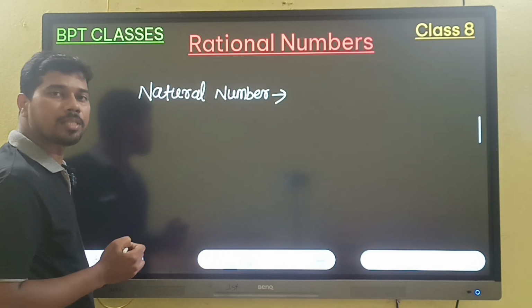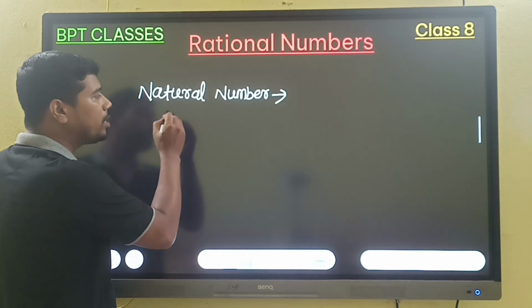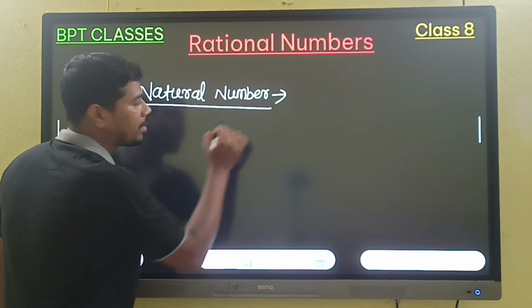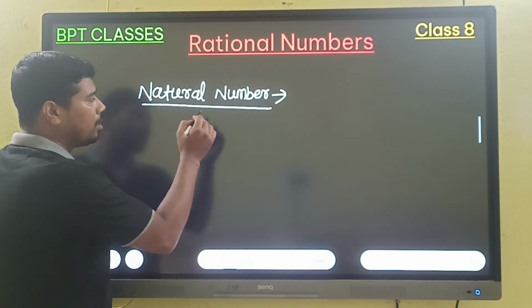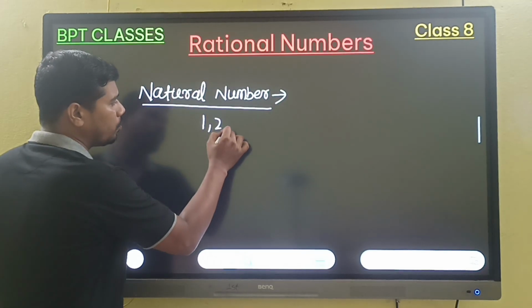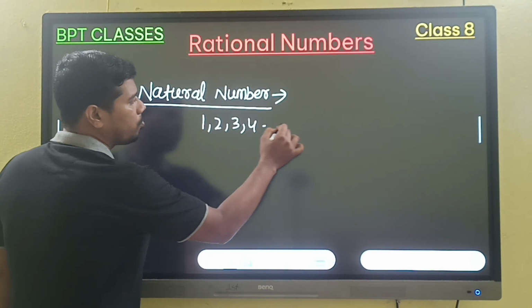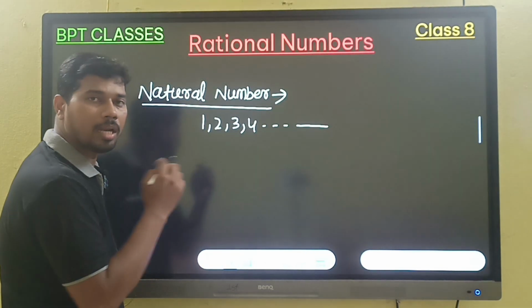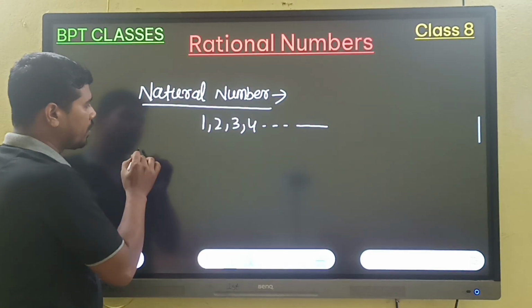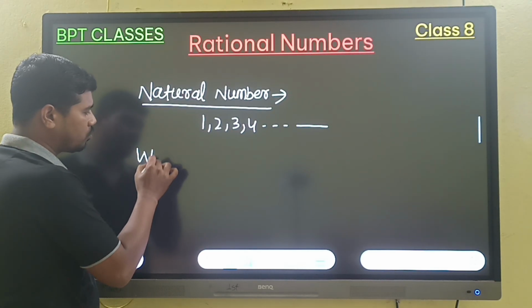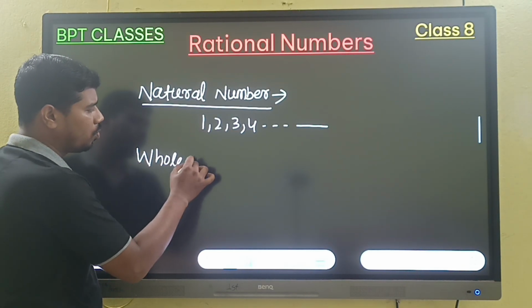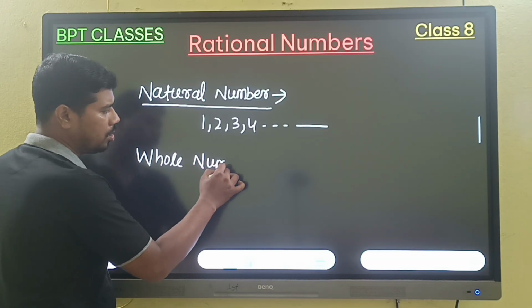Natural numbers are counting numbers. Counting numbers, we are also telling that one, that is a natural number. So 1, 2, 3, 4 up to infinity. These all are the natural numbers. Now after natural numbers, the second one is whole numbers.